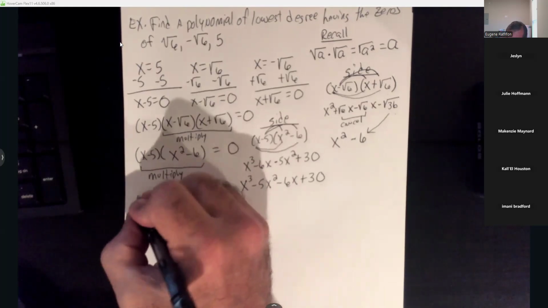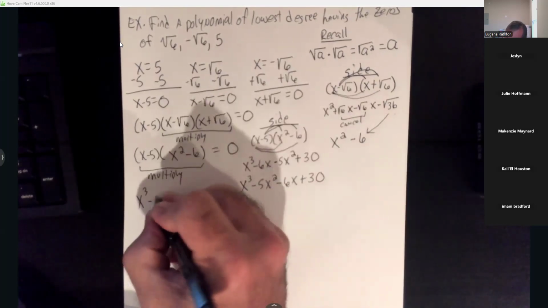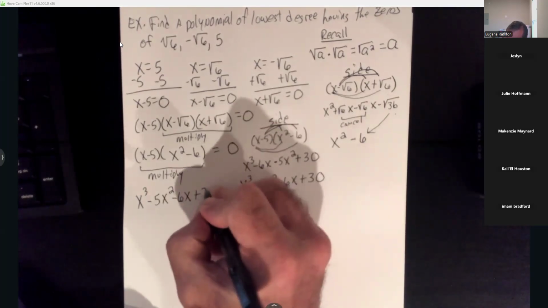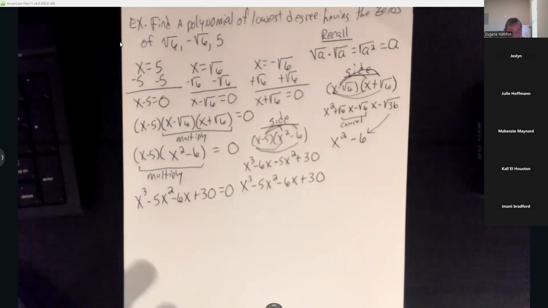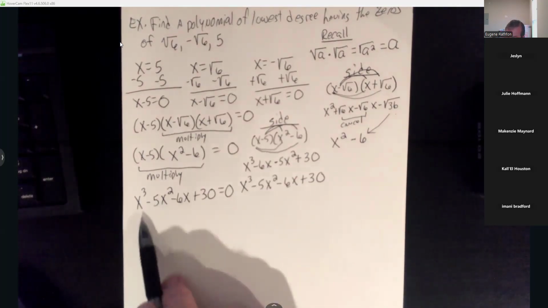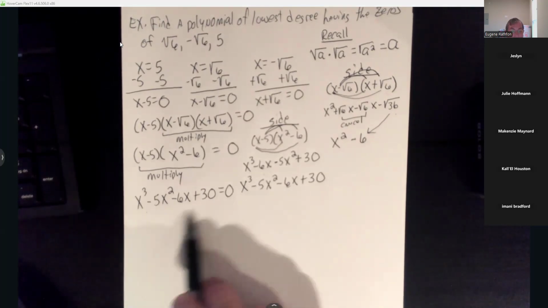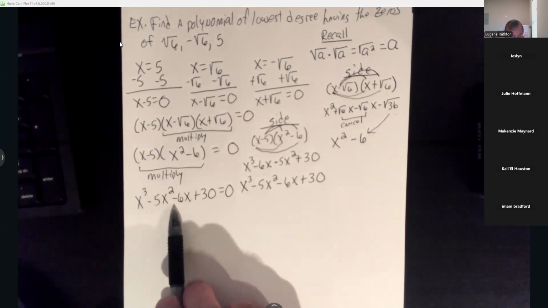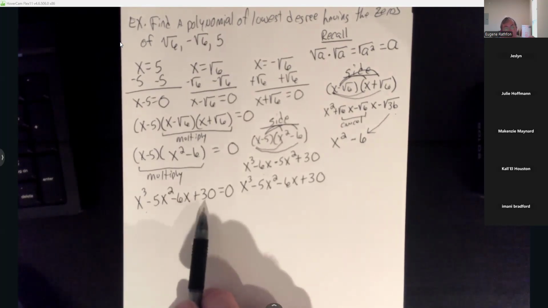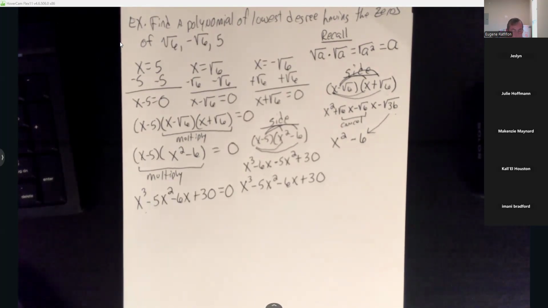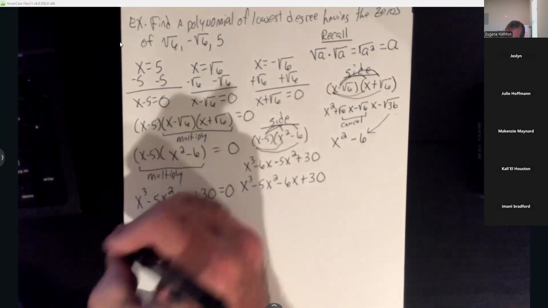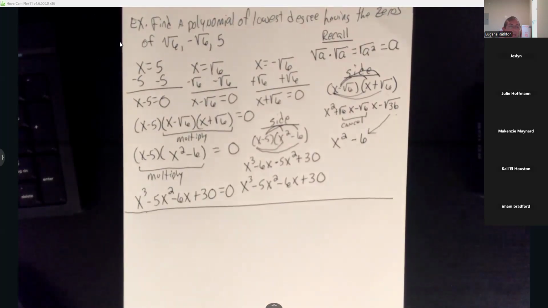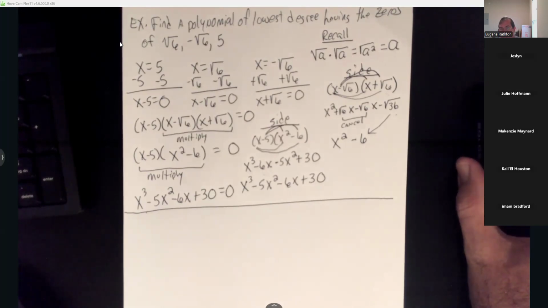And y'all, that would be our x cubed minus 5x squared minus 6x plus 30 equals 0. So on this one, MathLab actually had A, B, C, D with 4 different answers, and we would have picked the one that had the x cubed minus 5x squared minus 6x plus 30. Okay? Alrighty, so the first 3 problems in your homework are definitely going to be a lot of foiling.